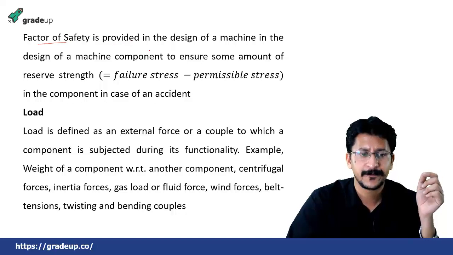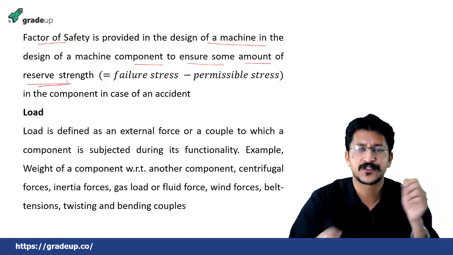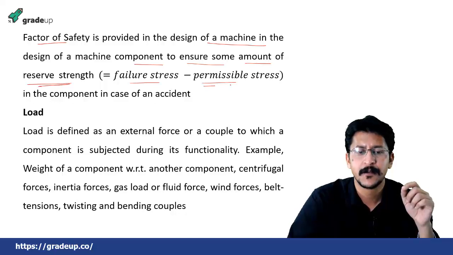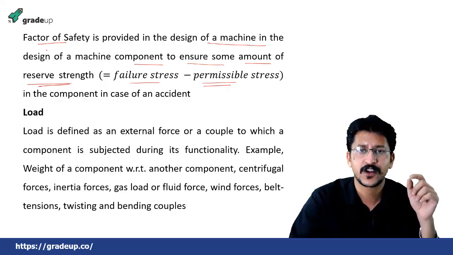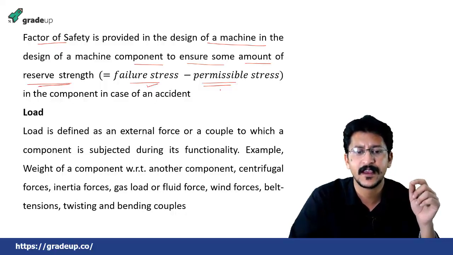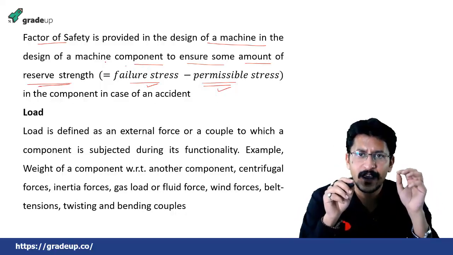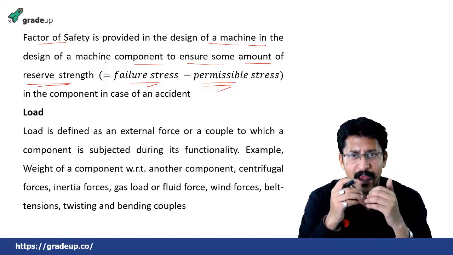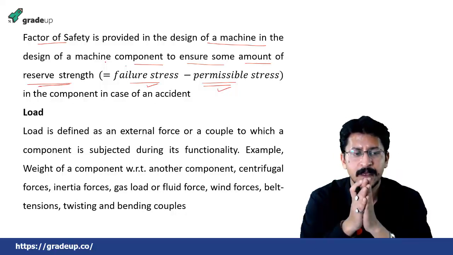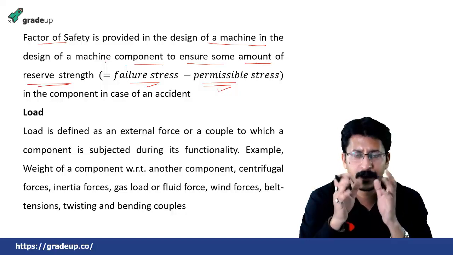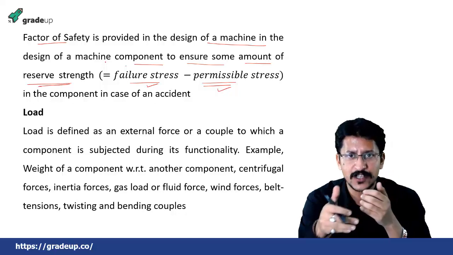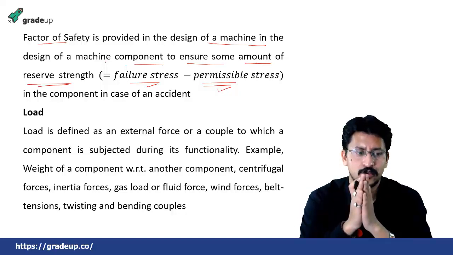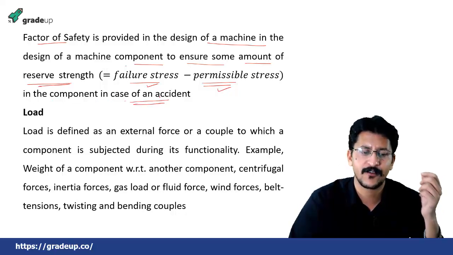Factor of safety is provided in the design of a machine component to ensure some amount of reserve strength. What is that reserve strength? Failure stress minus permissible stress. Because if the factor of safety is higher than 1, that means failure stress will be higher than the permissible stress. So the difference of both of them will give us some kind of a reserve strength, so that if our force or load increases, or the dimensions decrease and the stress induced increases due to them, there will be some reserve that we can go by, or we can stretch our component to that without going into the failure zone. Okay, and in the case of an accident, I have already told you.